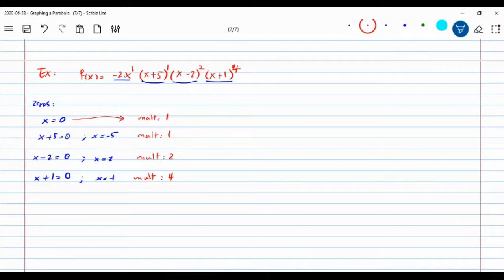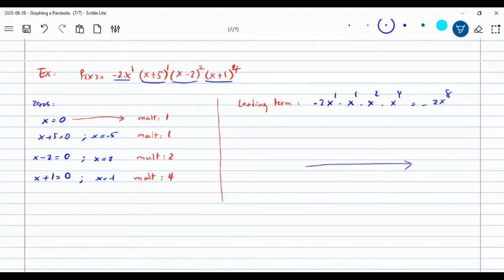Okay, how does the graph behave? The end behavior? Need to figure out the leading term. The leading term is -2x times x, this is power 1, times x squared times x to the power 4. I'm picking the largest term from each parenthesis. So -2x to the power 8. What does the graph look like? How does it behave at the end? Even, so it should go downward in both directions. And since this is -2, that's why we picked this downward case.